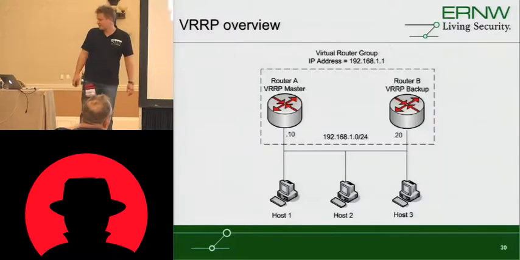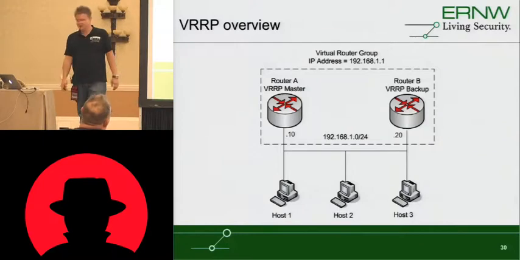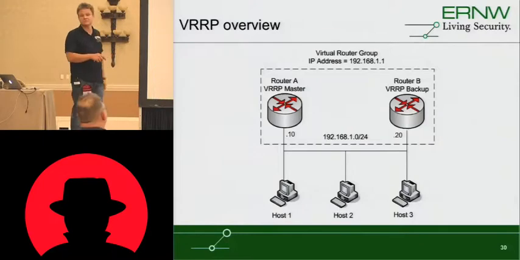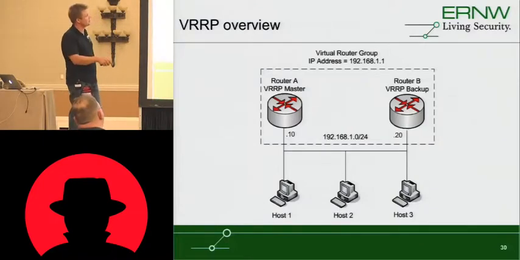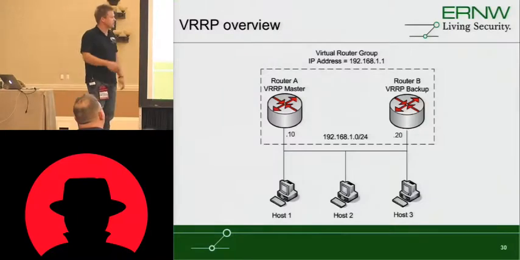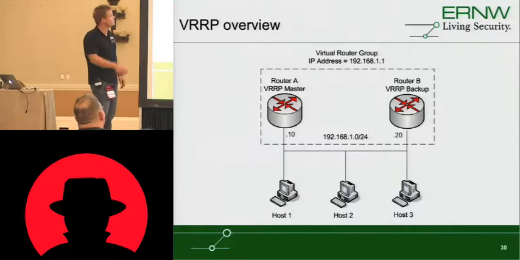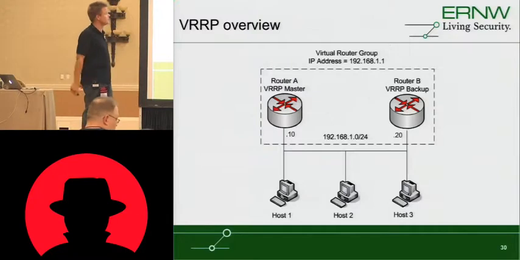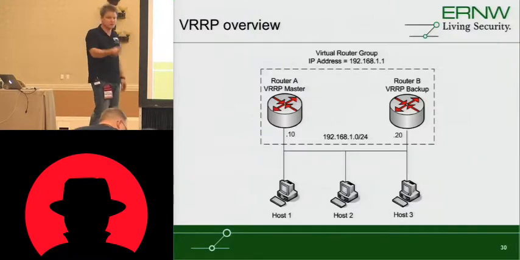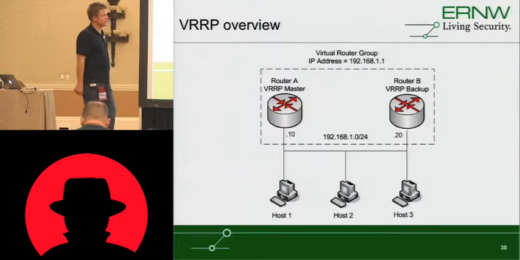It pretty much looks like that. You have two routers. They have their own IP addresses, let's say .10 and .20, and they share a virtual IP address. And all the clients use that virtual IP address as their default gateway. So if this router, which has the virtual IP address, fails, the other one will take over, and the clients can still communicate.